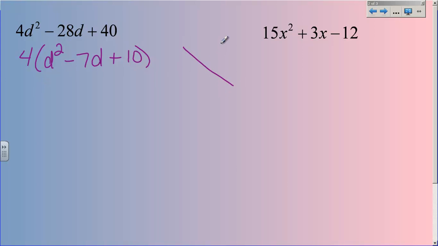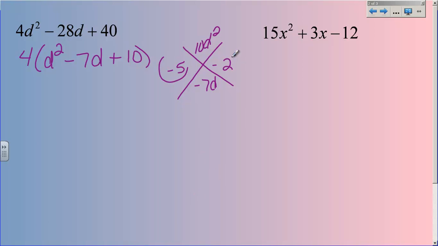Okay, so I'm going to draw my lovely little x. 1 times 10 is 10. D squared goes here. Negative 7d goes here. I need factors of 10 that will add up to make negative 7. Can anybody think of 2? 5 and 2. 5 plus 2, however, makes positive 7. How do I make it make negative 7? Negative 5 and negative 2.